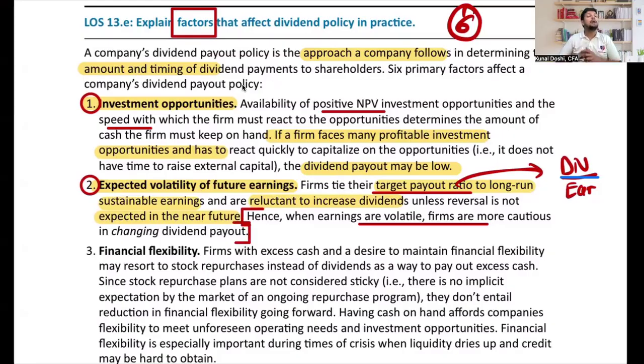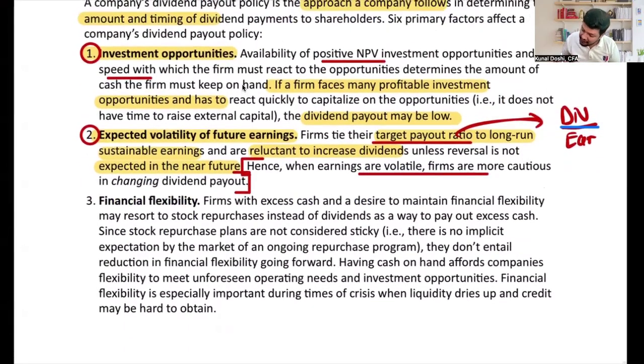Why is that so? Because they would want to maintain the payout in good times as well as bad times. So you don't want to be paying out extra dividends in excitement when the markets are bullish, and you don't want to cut down on dividends when the markets are bearish. So generally, most of the companies try to maintain a target payout ratio which goes in sync with the earnings. Understood? Correct? The third is financial flexibility.